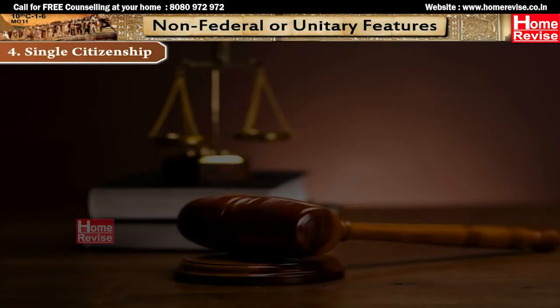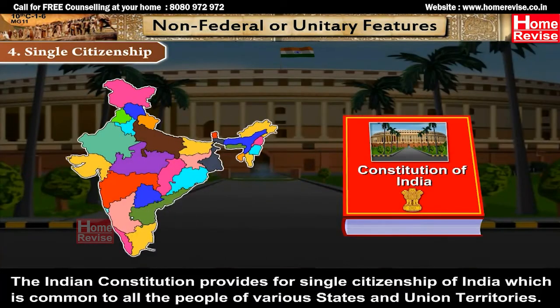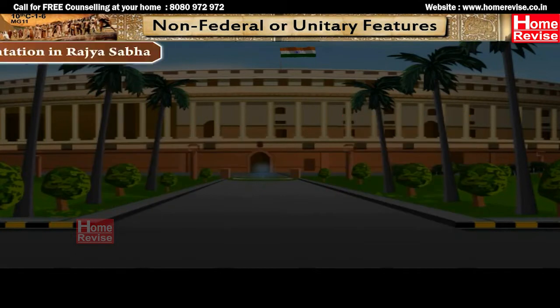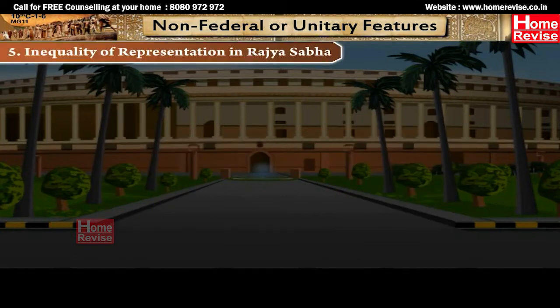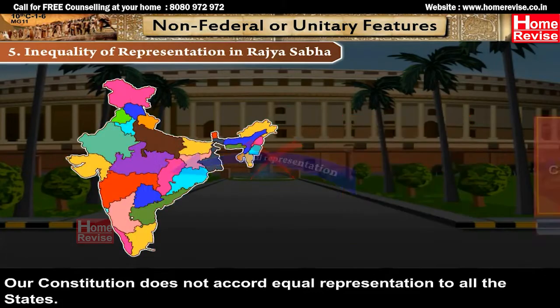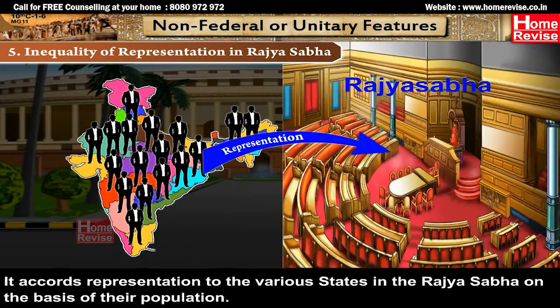4. Single citizenship. The Indian Constitution provides for single citizenship of India, which is common to all the people of various states and union territories. 5. Inequality of representation in Rajya Sabha. A constitution does not accord equal representation to all the states. It accords representation to the various states in the Rajya Sabha on the basis of their population.